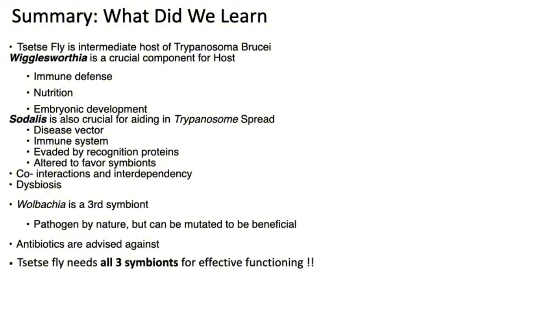And there we talked about ways to maintain equilibrium within the system. We touched on how Wolbachia is a third symbiont within this system, and it is a pathogen by nature, but can be mutated to be beneficial. We talked about the sterile insect technique, an older tried and true method that allowed for sterilization of the male insects. But then there is a newer, more advanced approach they're coming up with, cytoplasmic incompatibility, where irrespective of the female's condition, they can still produce viable offspring.